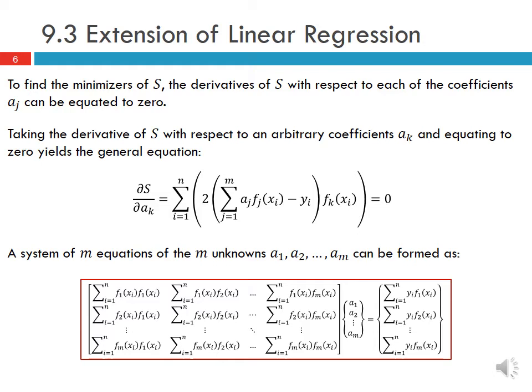So we can set this up in matrix form as shown here. And so this matrix has all of these sums as the coefficients of our unknowns a1 through am. And then on the right hand side we put the sum of y times the f values. And you can see that this large matrix here is symmetric. So for example, this term here, sum of f1, f2 is the same as this term here, sum of f2, f1. And similarly up to the sum of f1, fm is the same as the sum of fm, f1. So this matrix here is symmetric.